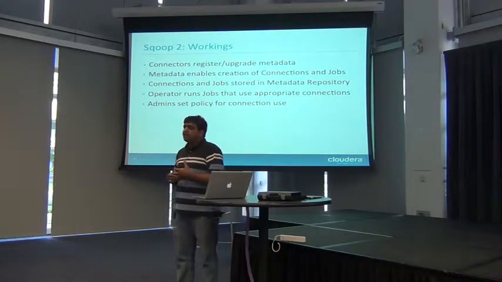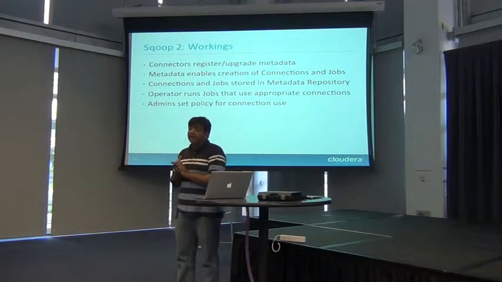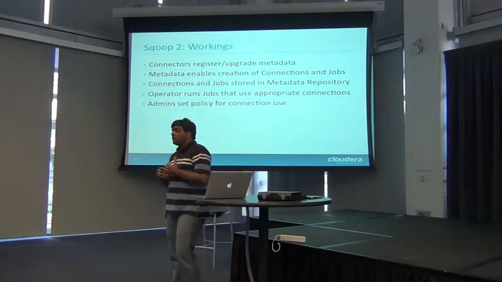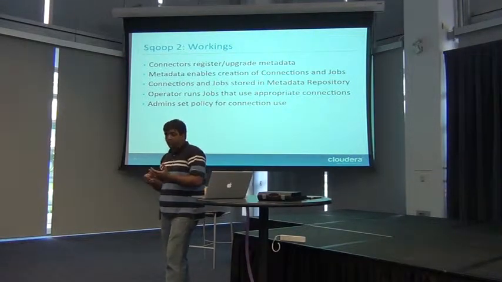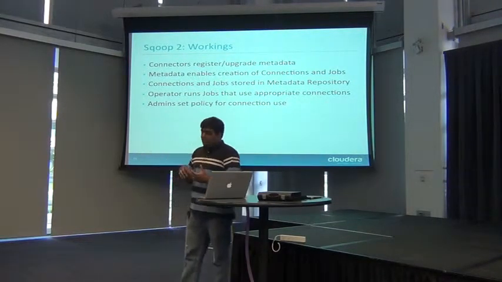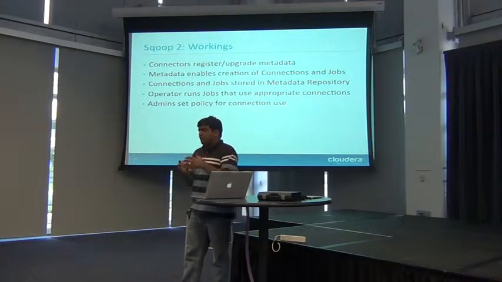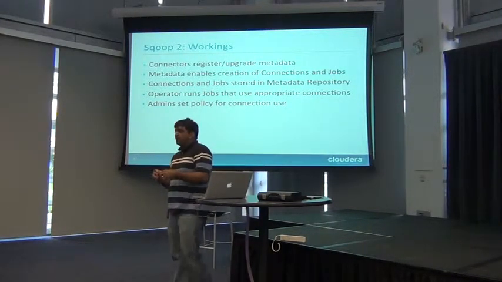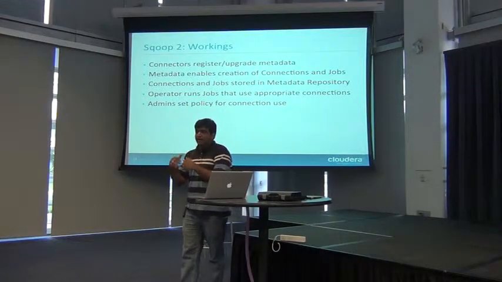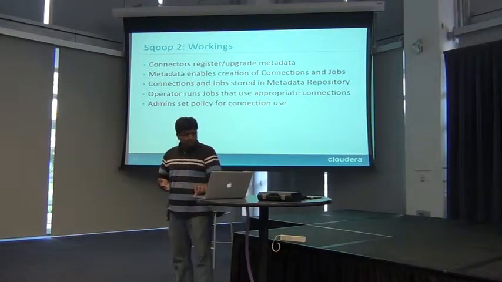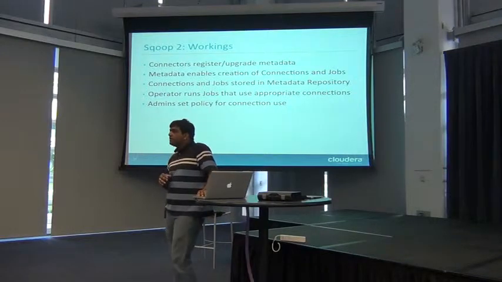Now, with this metadata, you can actually create jobs and connections because you know what the parameters are to connect to a specific database, which is provided by the connector. Given that the metadata is already available, you could have a web page, or right now Sqoop 2 has a command line client which says, okay, give me this metadata and I'll create a connection for you. This information is stored in a database within Sqoop itself.